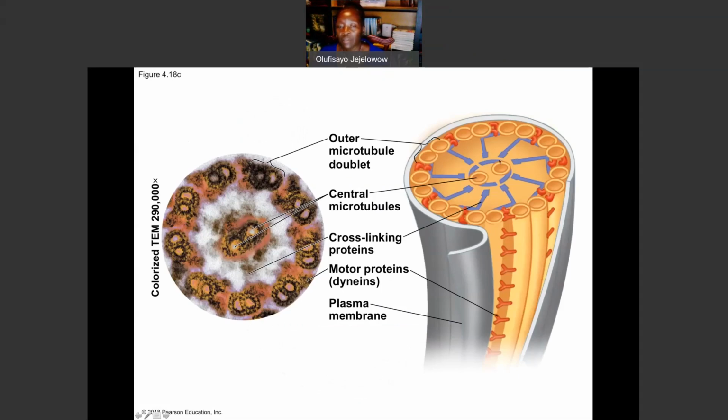The central microtubules are linked together by cross-linking proteins and linked to the outer doublets by cross-linking proteins. Along the length of the tubes, there are dyneins, motor proteins that are connected. Those are kind of like the legs of the flagellum. So when the flagellum is about to flap, one side remains stationary and the dynein motor proteins move on the other side, causing the typical movement of the flagellum that we see.